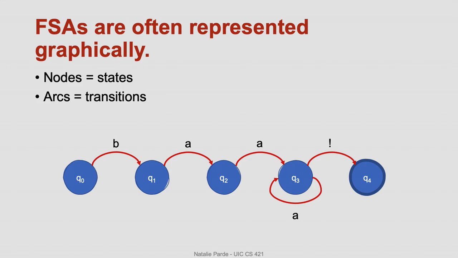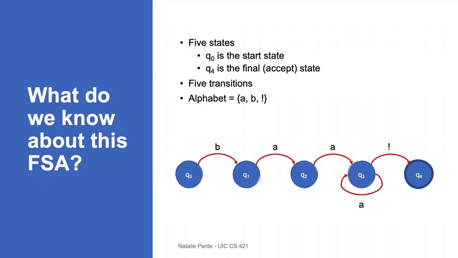Finite state automata are often represented graphically, and here's what a graphical representation might look like. Note that for one of the states, Q3, there are two possible transitions, and one of them is a transition back to the same state. The last state, Q4, is the end state, so it's distinguished from the other states here by having a heavier outline. So let's run through what we know about this FSA. We can see that it has 5 states, where Q0 is the start state and Q4 is the final state. We can see that it also has 5 transitions, and that it covers a simple 3-letter alphabet of A, B, and exclamation mark.